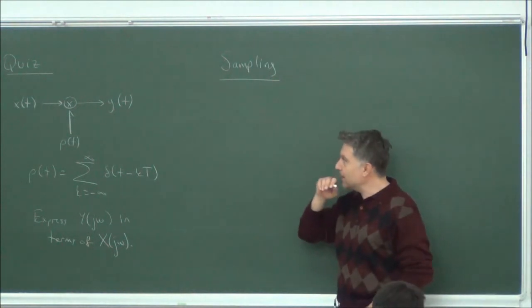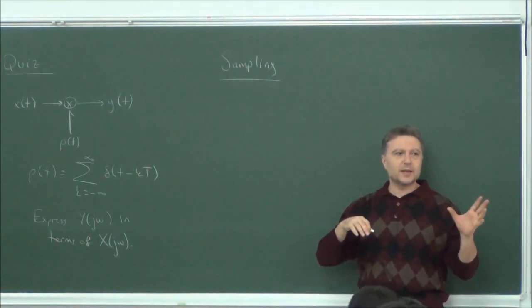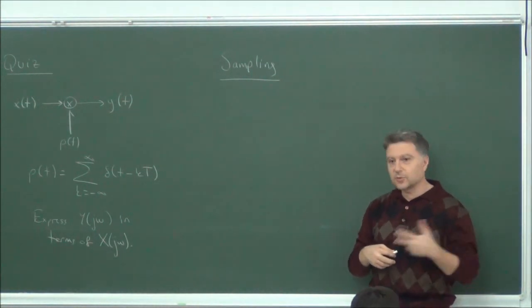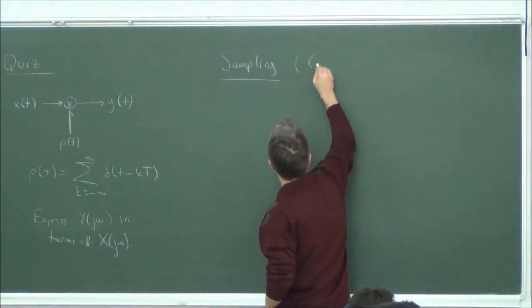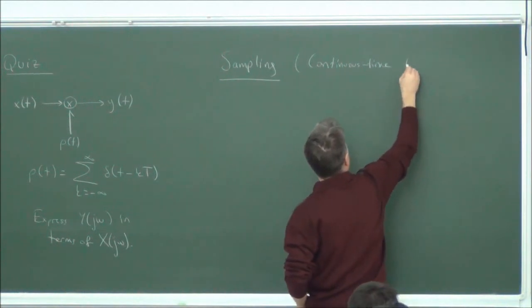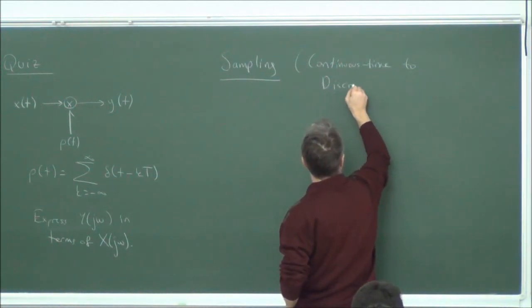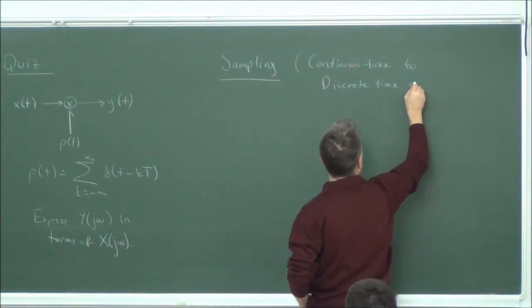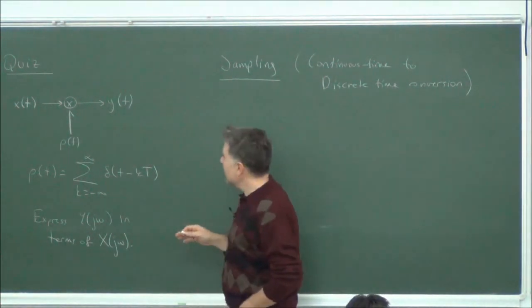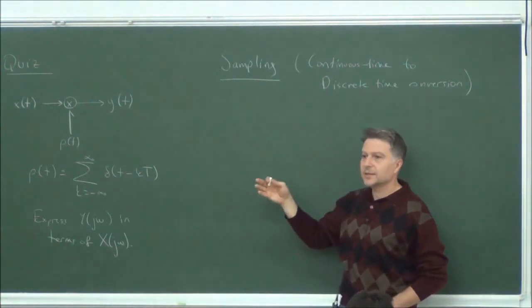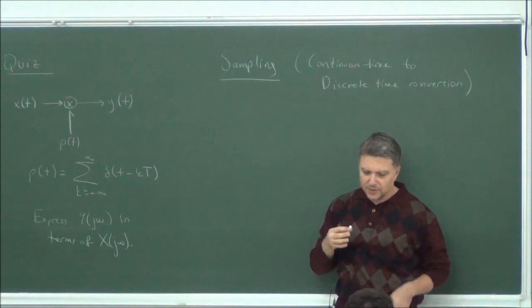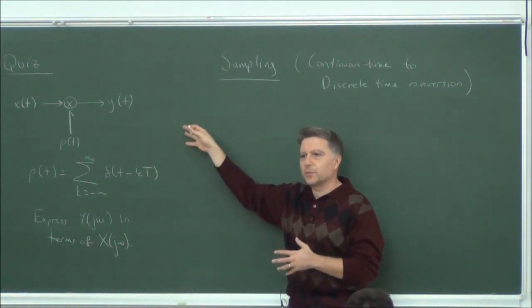What is sampling? Sampling is the process of obtaining the discrete version of a continuous time signal. So it's continuous time to discrete time conversion. This is what we mean by sampling, and the sampling process starts from here. At least in terms of theoretical background, this is the theoretical starting point of sampling.